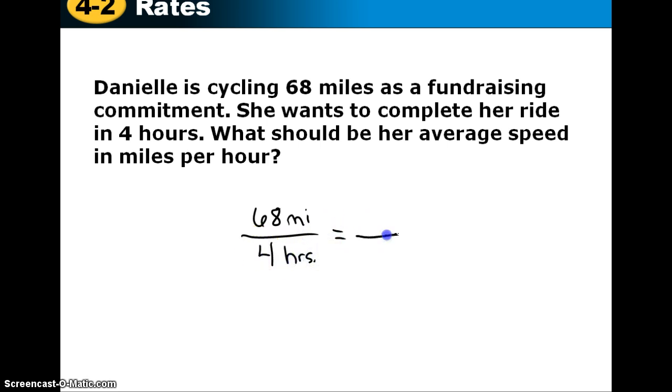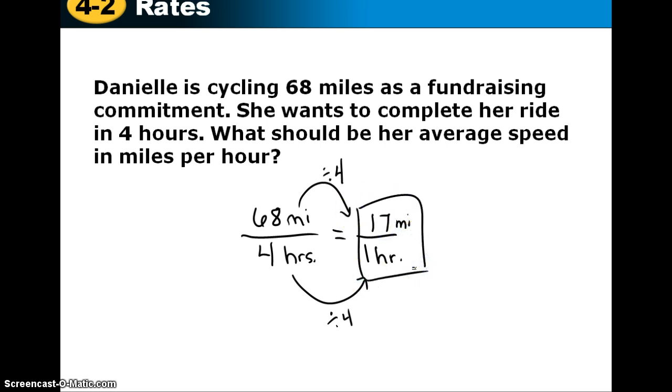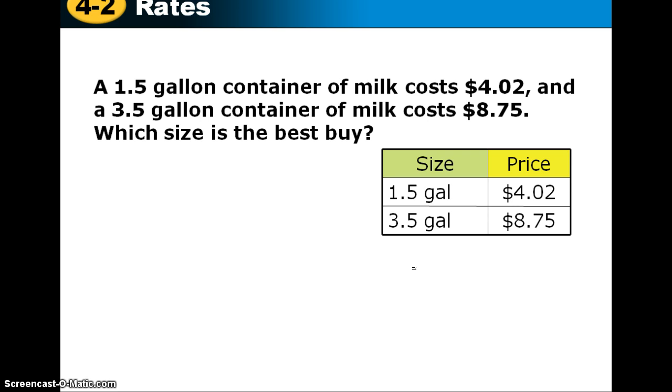And we want to find out how fast she needs to go in that needs to be 1 hour. Okay, to get from 4 to 1, we have to divide by 4. What you do to the bottom, you do to the top. 68 divided by 4 would be 17. So she would need to bike ride 17 miles in 1 hour so that she could do 68 miles in 4 hours.